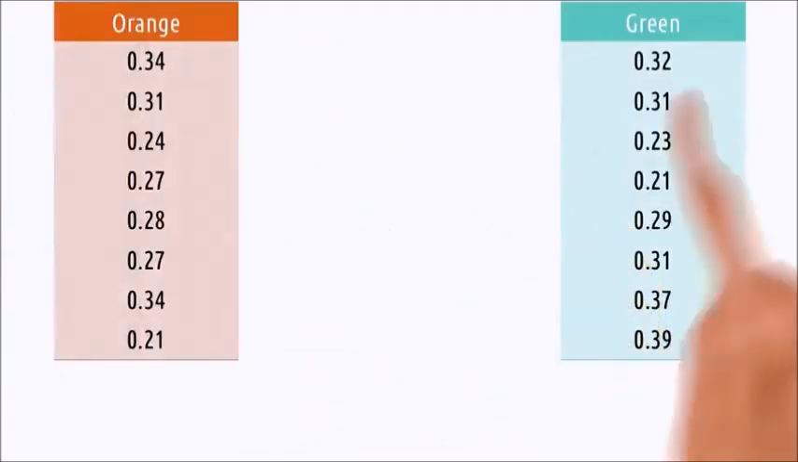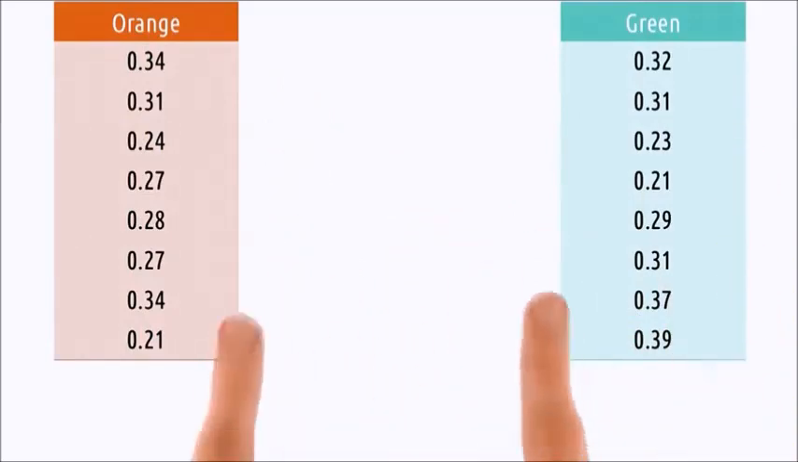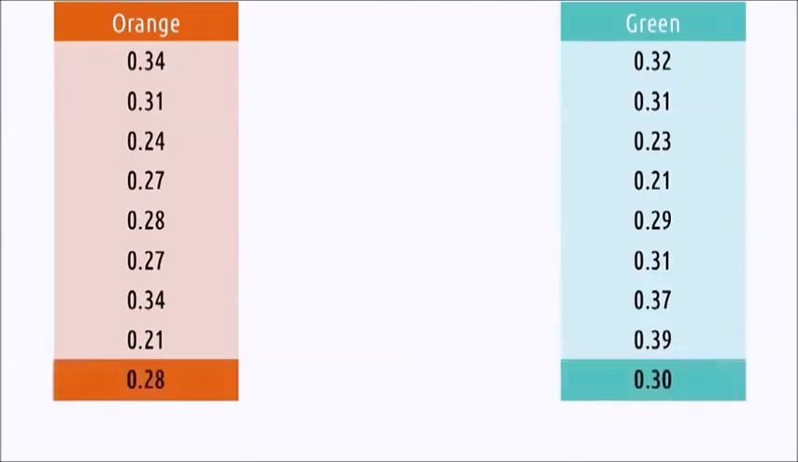As a result, they've generated some data. These are each participant's reaction times. Our goal is to compare this data and decide which is better. So how do we do that? Well, we might just average it. So it looks like the orange is smaller than the green, right? So the orange is better.